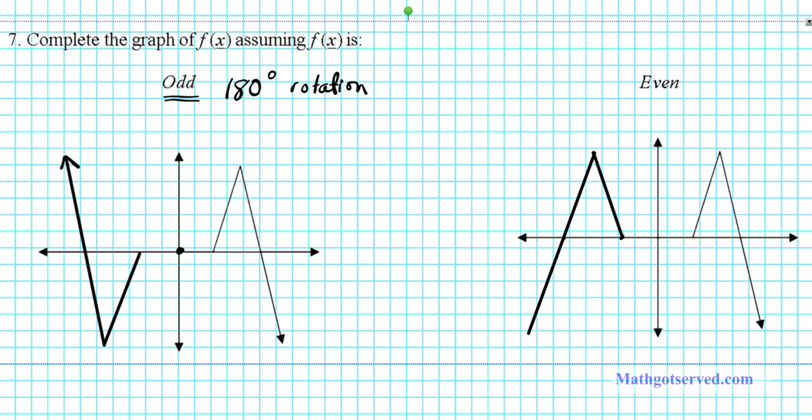Okay. So for odd, you rotate about the origin. For even, you simply reflect about the y-axis. So even, reflect about the y-axis. Okay, so that's that.